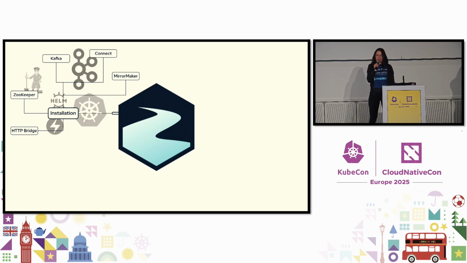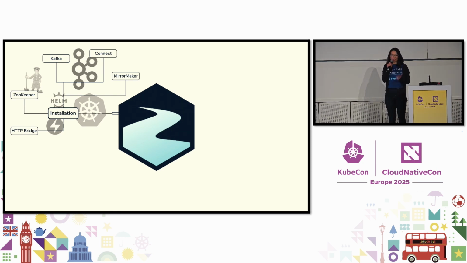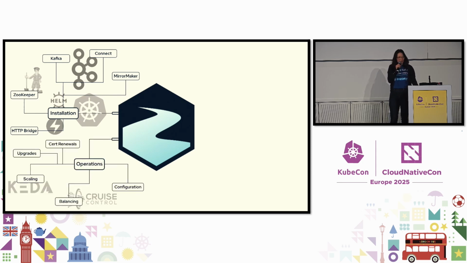So Strimzi automates the installation of Kafka itself, as well as other components like Kafka Connect, Mirror Maker, and HTTP Bridge, which is provided by Strimzi for connecting to your cluster over HTTP. And Strimzi handles not just day one operations, but also day two operations like upgrades, certificate management, scaling of clusters, and configuration of clusters. It also uses another open source project called Cruise Control for balancing data in your cluster.